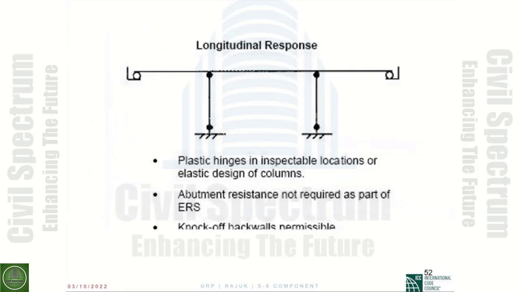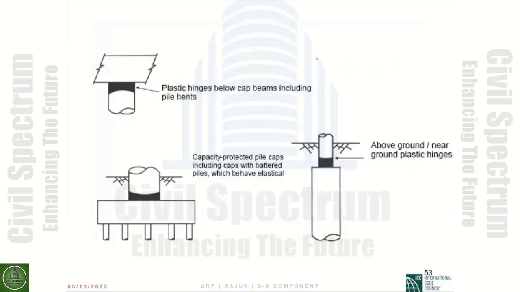So that will give you here a response in the longitudinal direction of the bridge. That will show you where the location of the plastic hinge is. This is type 1: for the superstructure, it is in the elastic range, and for the substructure, this is where you have the plastic hinging.